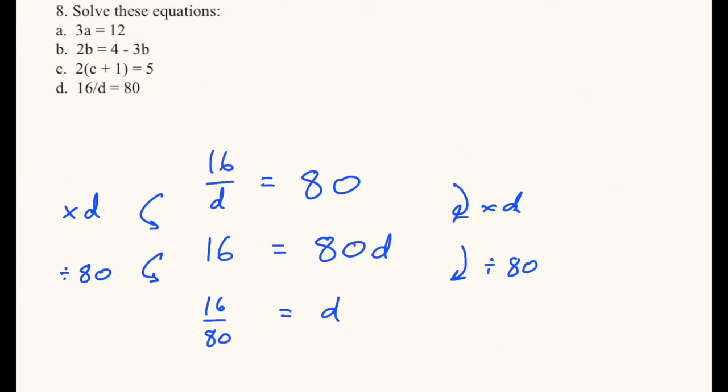So I know that 8 and 16 are in the 8 times table. So let's split that up. We've got 16 over 8, and 80 is 8 times 10. I know that I can split this up. This will be once and this will be twice. So this is going to be 2 over 10, and 2 over 10 is 0.2. So the final answer here is d equals 0.2.